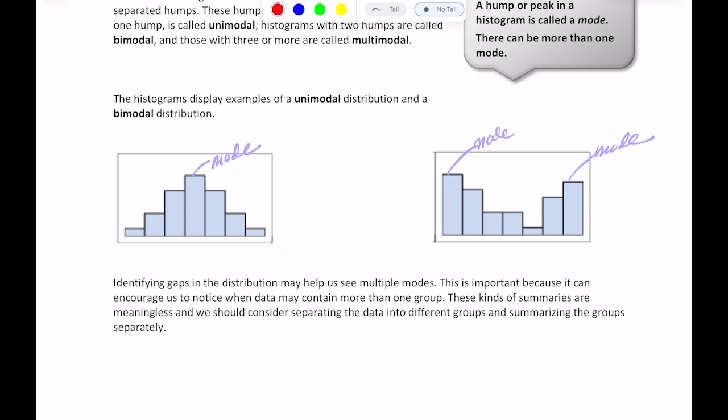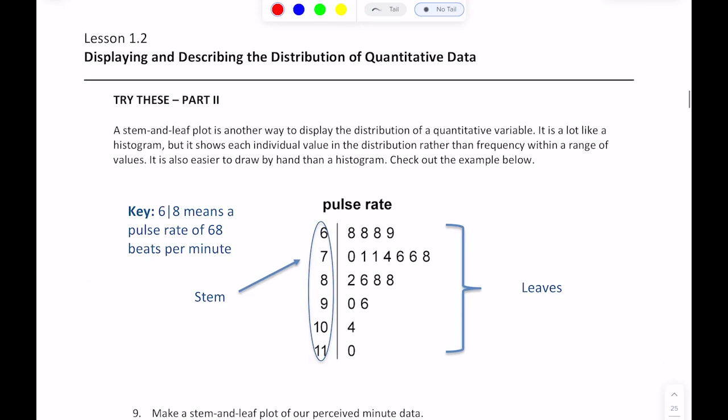You also want to make sure you identify any gaps in the distribution. So if there's any spaces, it can encourage us to notice when data can contain more than one group. So, here, if there was a space here, that would be something important. Like, why did the data just all of a sudden split into two groups? There might be something interesting about that.